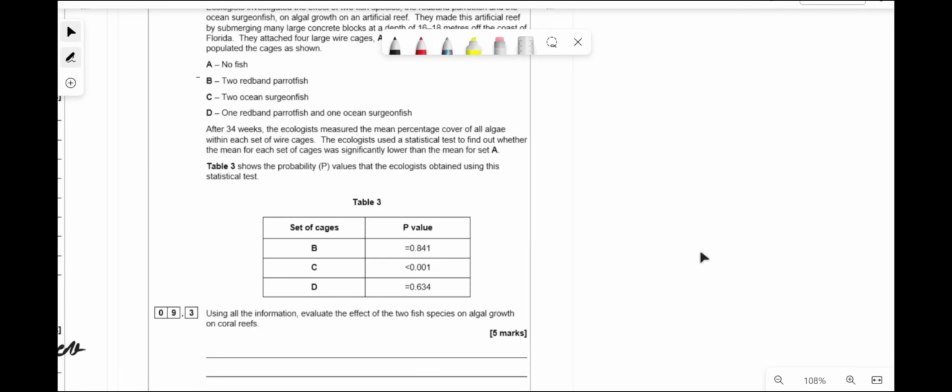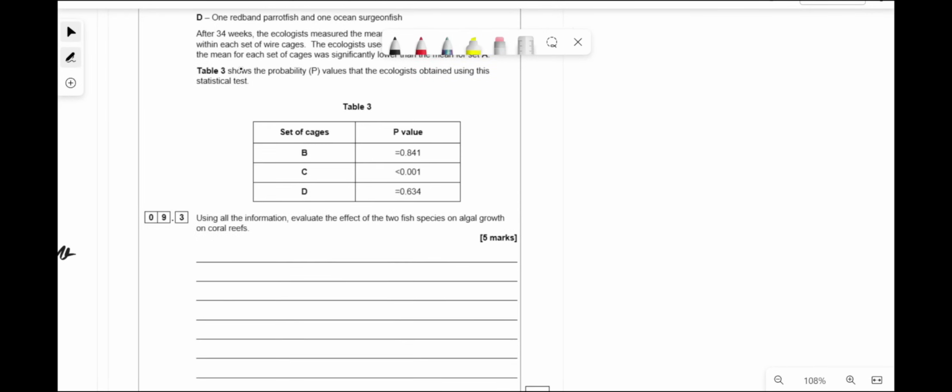After 34 weeks, the ecologists measured the mean percentage cover of all algae within each set of wire cages. The ecologists used a statistical test to find out whether the mean for each of the cages was significantly lower than the mean for set A. Table 3 shows the probability p-values that the ecologists obtained using the statistical test. So it says, using all the information, evaluate the effect of the 2 species on algal growth on coral reefs.